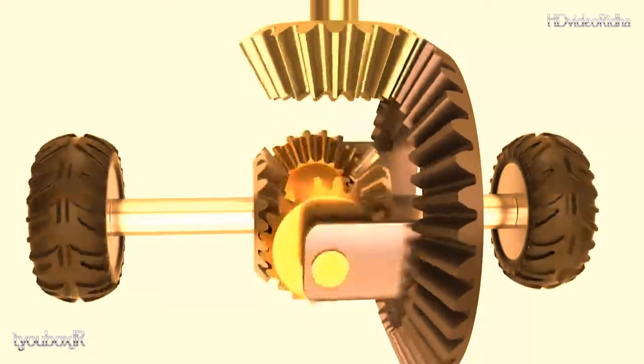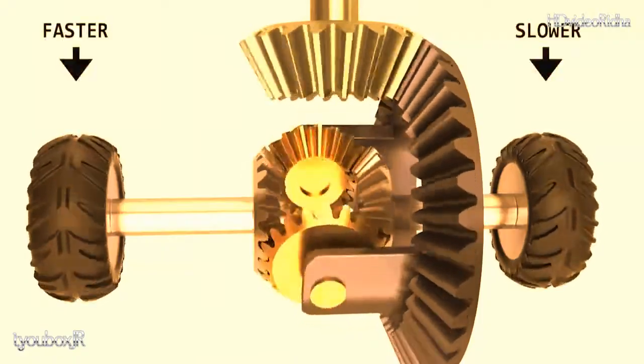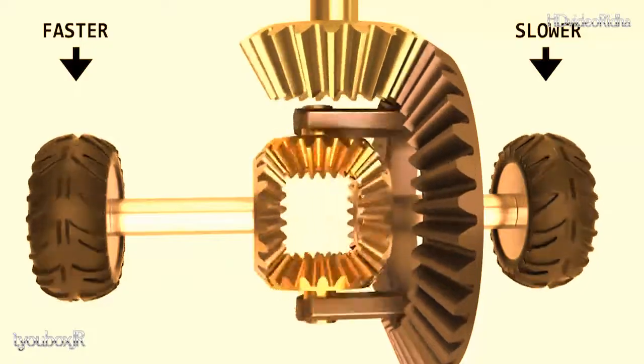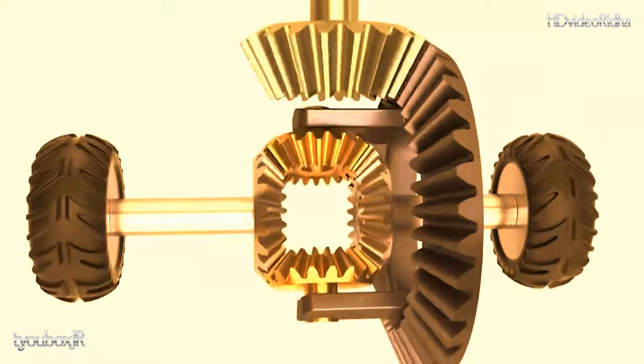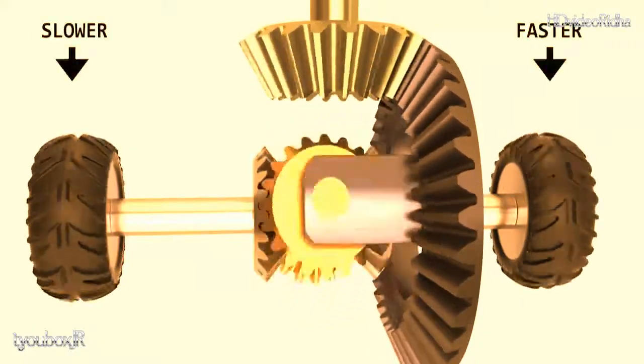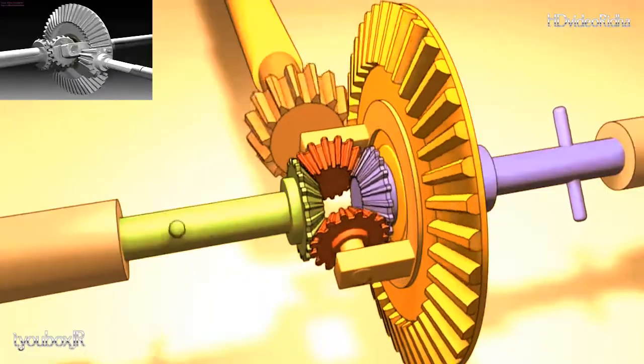1 ring gear rotation still equals 2 wheel rotations. Left wheel equals 0 revolutions, right wheel equals 2 revolutions, totaling to 2 revolutions.